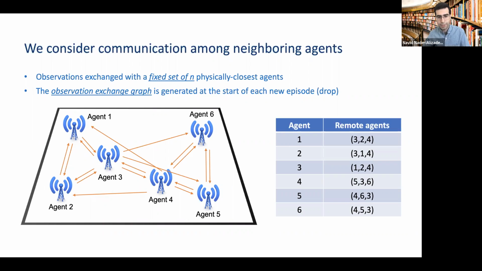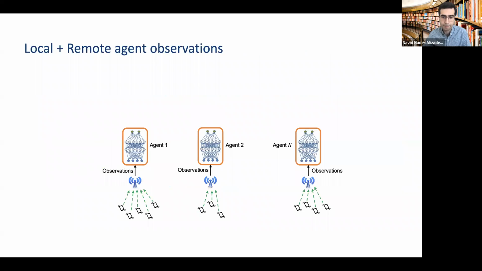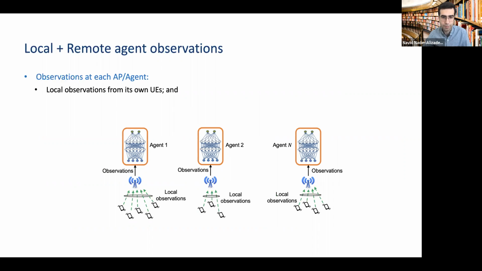So just to emphasize, this graph is going to be fixed across the entire episode of communication, so we're not going to change it dynamically over time. I mentioned the local observations that each access point is getting from its own UEs, and because of this observation exchange, we also assume that each access point is going to get some observations from its neighboring APs, based on the observation exchange graph that I showed you in the previous slide.